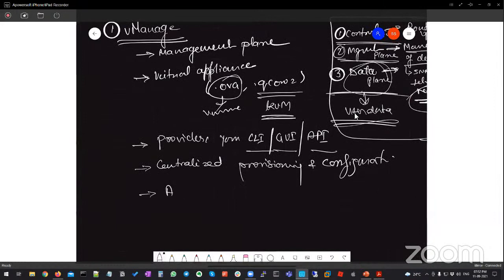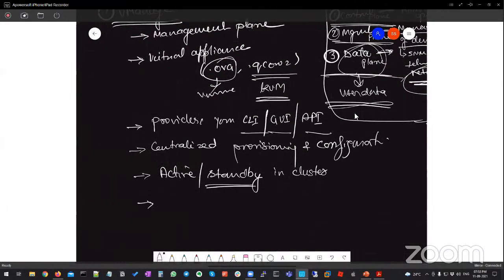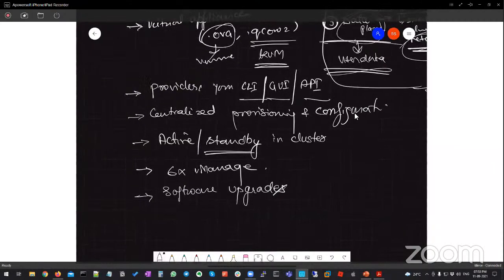You can put it in an active-standby cluster for redundancy, so that if your active fails, then your standby takes over. Maximum, you can put 6 vManage into a cluster. Also, directly from this controller, you can do the complete software upgrade of any of your edge devices which are SD-WAN enabled.